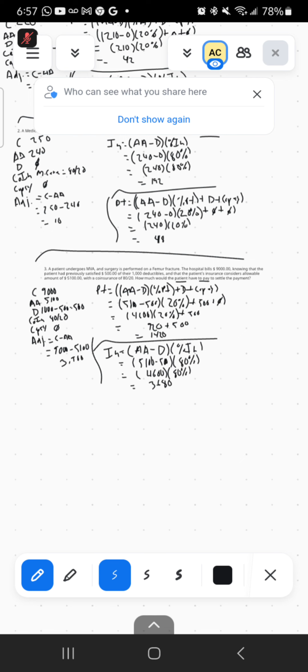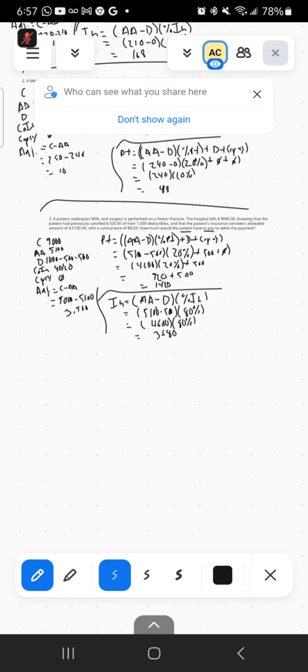Questions about this example? Number 3. I have no questions. No question too. This is going to be number 4.